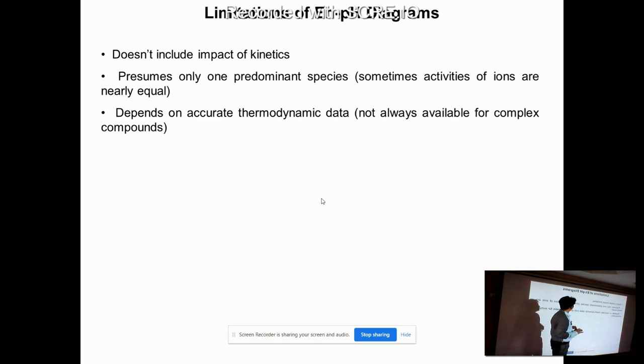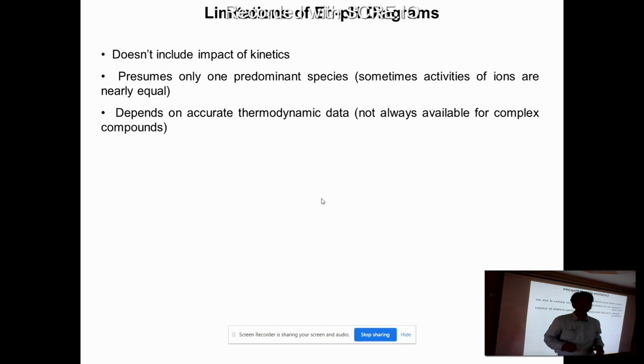What is the second limitation? It presents only one predominant species. It takes into account only one species, as I told you, it assumes 10 power minus 6 concentration. The last one is that it depends on accurate thermodynamic data. The phase diagrams always take thermodynamic data into account, so definitely it depends on that. If the thermodynamic data is wrong, the phase diagram which is built is wrong again. So these are the three most important limitations of these diagrams.